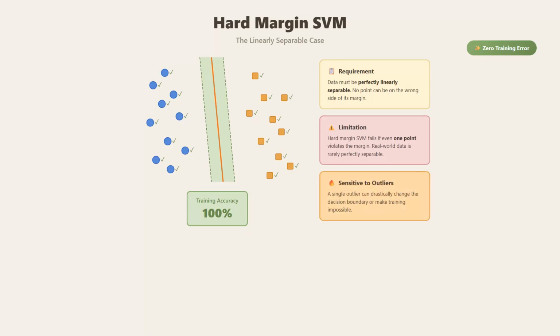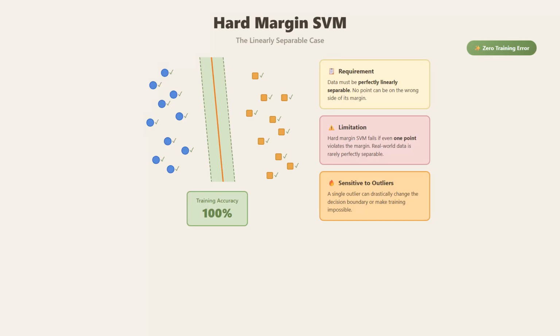This sounds great, but here's the catch. Hard margin SVM has a strict requirement. Not a single point can violate the margin. Every data point must be on the correct side of its respective margin boundary. In the real world, this is extremely limiting. Real data sets are messy. They often have outliers, noise, or classes that genuinely overlap.